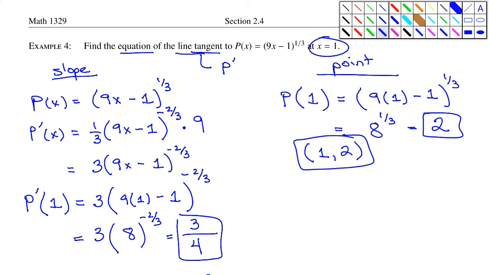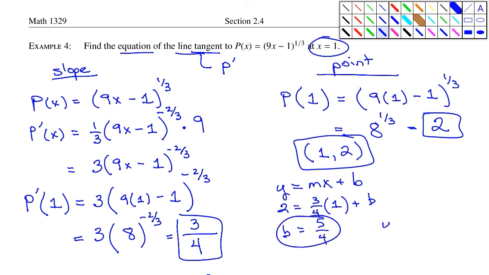And now to find the equation, we just use slope-intercept form. So it's y equals mx plus b. Plug in the 2, plug in the 3/4, plug in the 1, solve for b, and we get b is equal to 5/4. And so the equation is y equals 3/4 x plus 5/4.